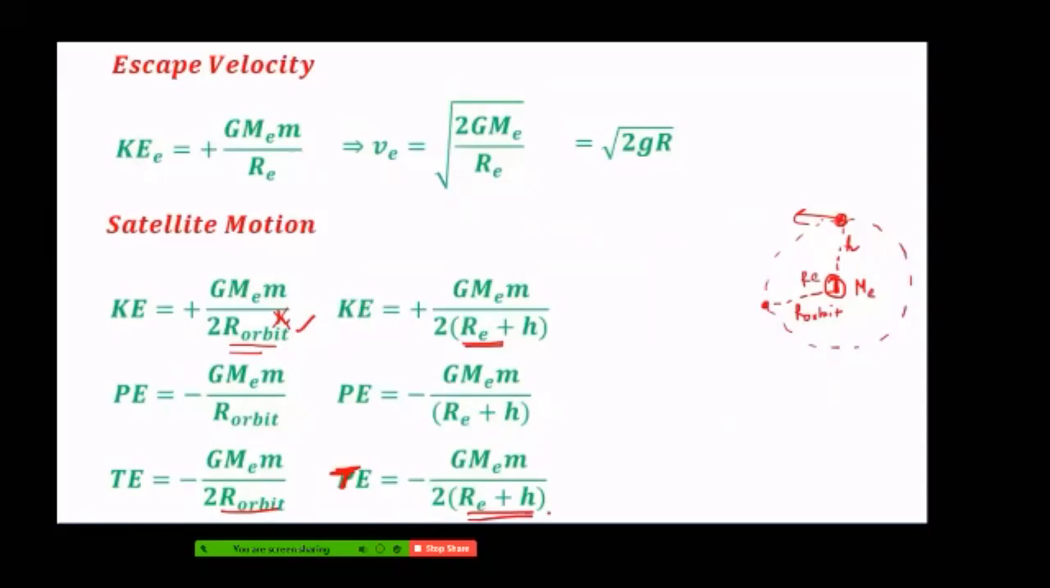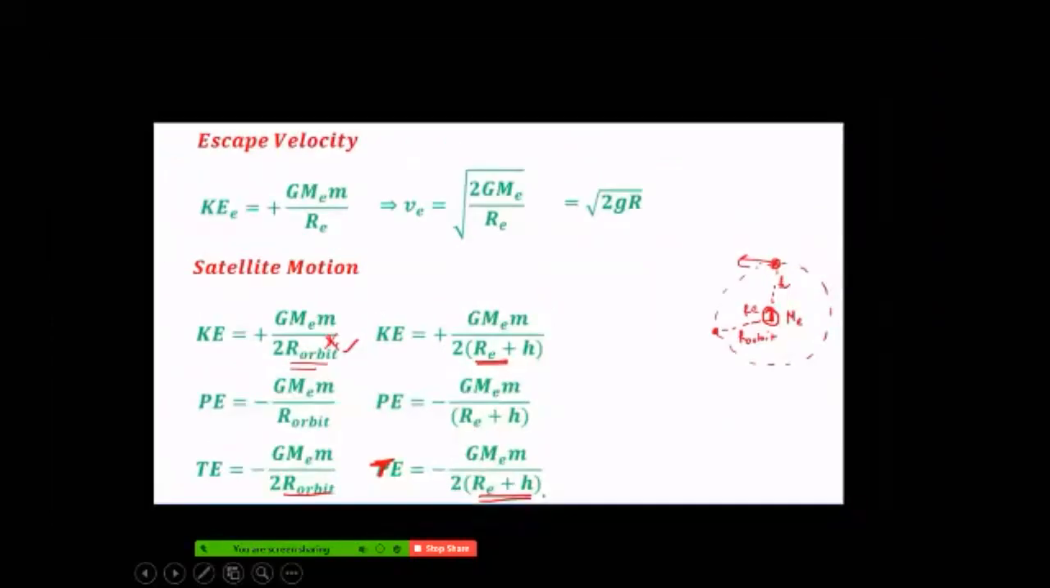Total energy is equal to minus G Me m by 2 r orbit. So the total energy is equal to minus capital G capital Me m by 2 (Re plus h). So this is the satellite motion that you can understand.